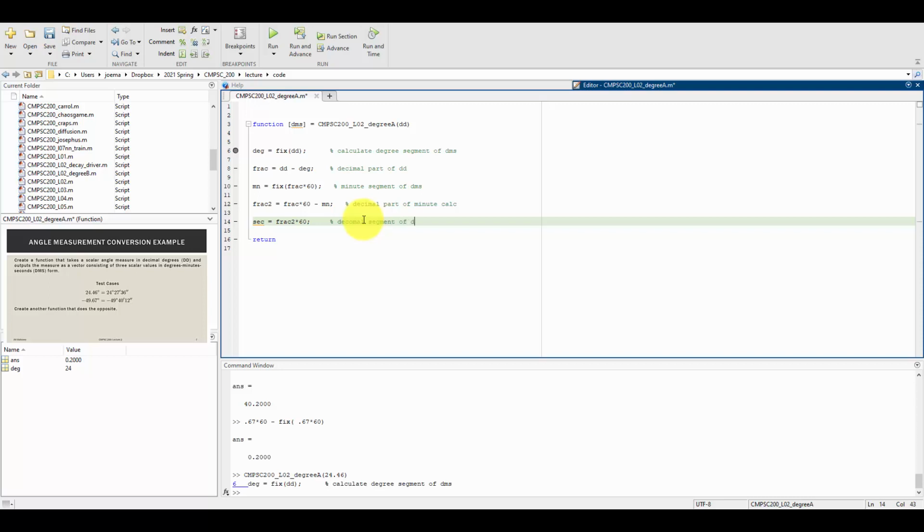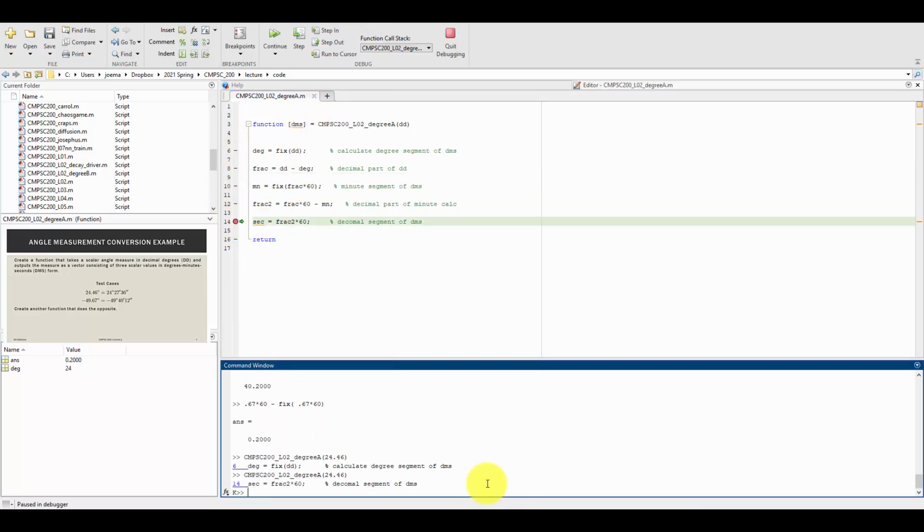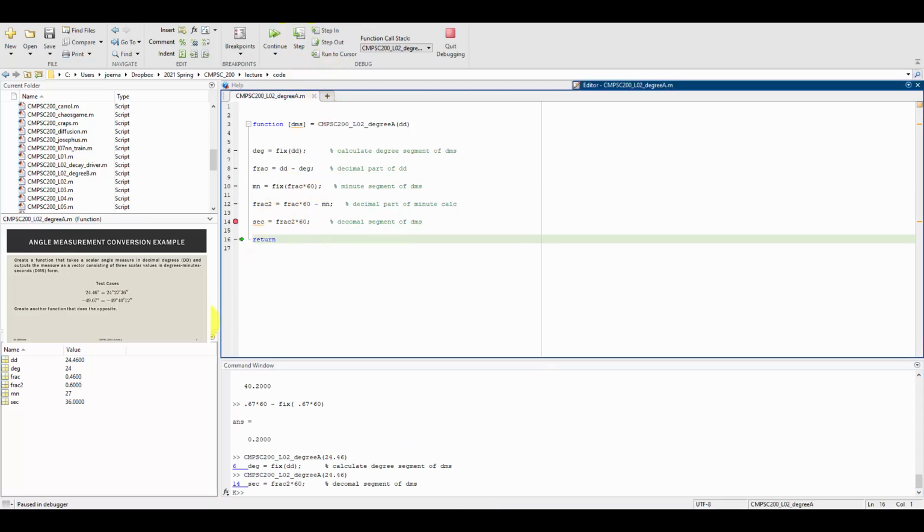So decimal segment of DMS. All right, let me just run this again. I know the rest of this works, so I can stop it later. So 24.46, and if I do one step, number of seconds is 36. Okay, so that's what we were expecting here. All right, so it's calculating each of these segments correctly, so I'm going to stop my debugging again.